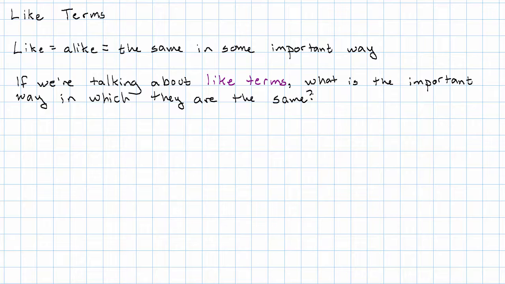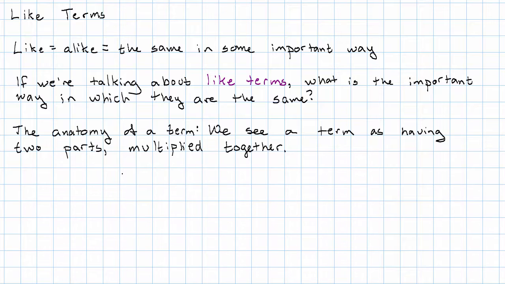In order to answer that question, we need to talk a little bit more about the anatomy of a term. We see a term as having two parts that are multiplied together. So here's a typical term. Its two parts are the number part and the variable part.